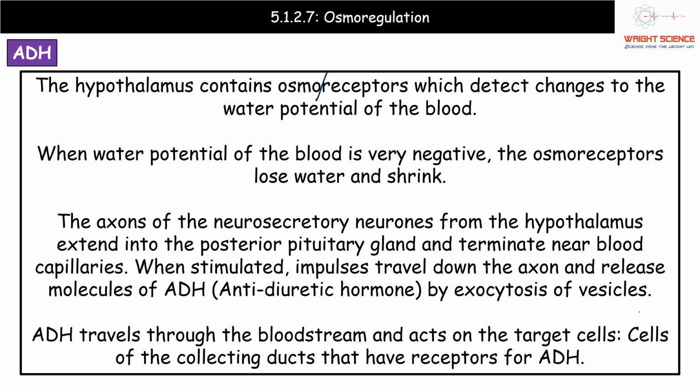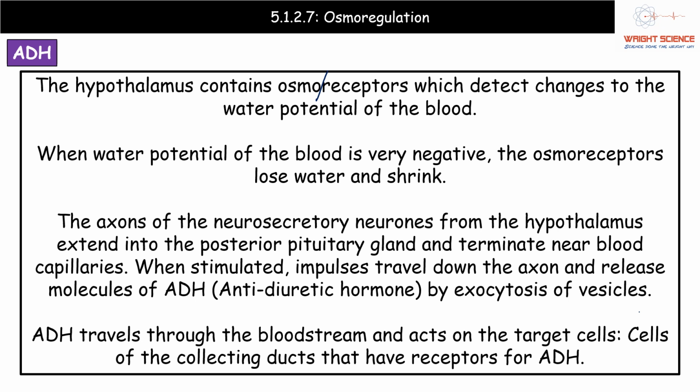What we then see is the actual structure that we have up in that hypothalamus and the posterior pituitary region is that we've got these neurosecretory neurons that are extending their axons from the hypothalamus into the posterior pituitary, and they're going to terminate near the blood capillaries themselves. So that when we get these osmoreceptors losing water and shrinking, it's then going to send that impulse down the axon, and the end result is we're going to end up releasing molecules of ADH, antidiuretic hormone, through that process of exocytosis of those vesicles that will contain it.